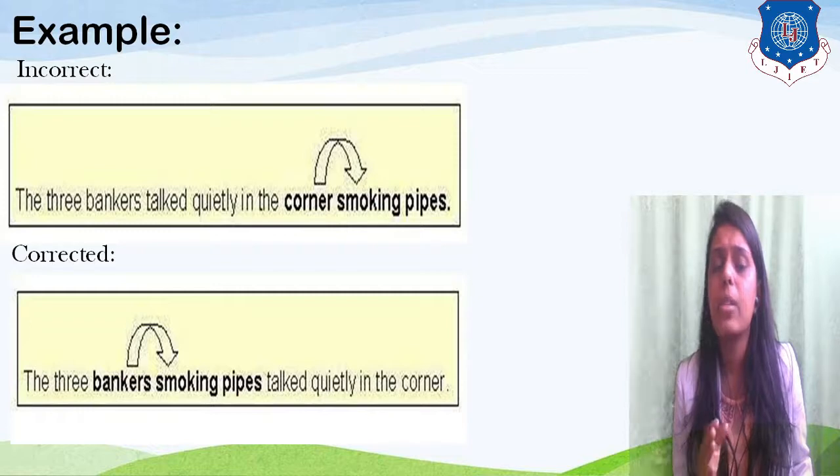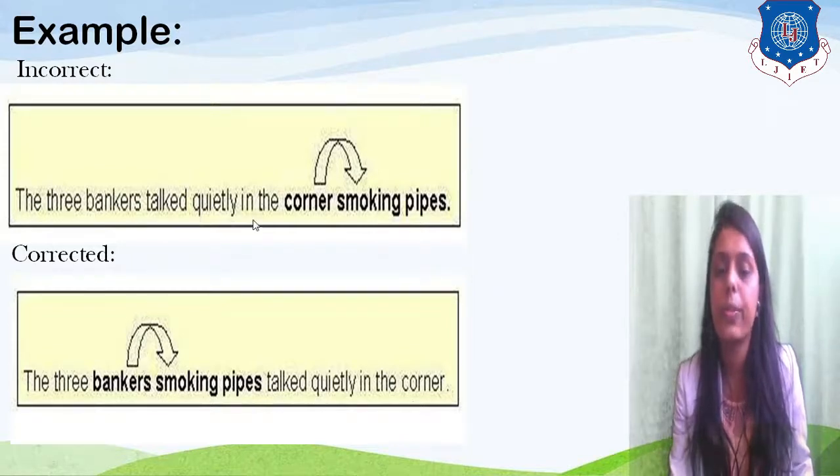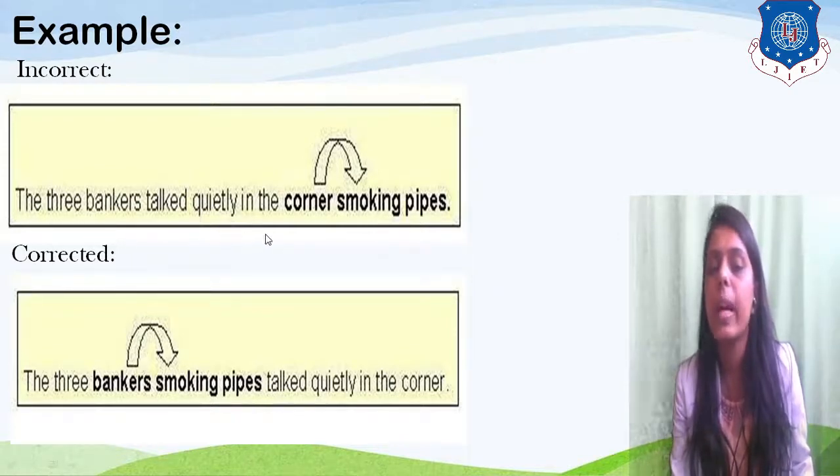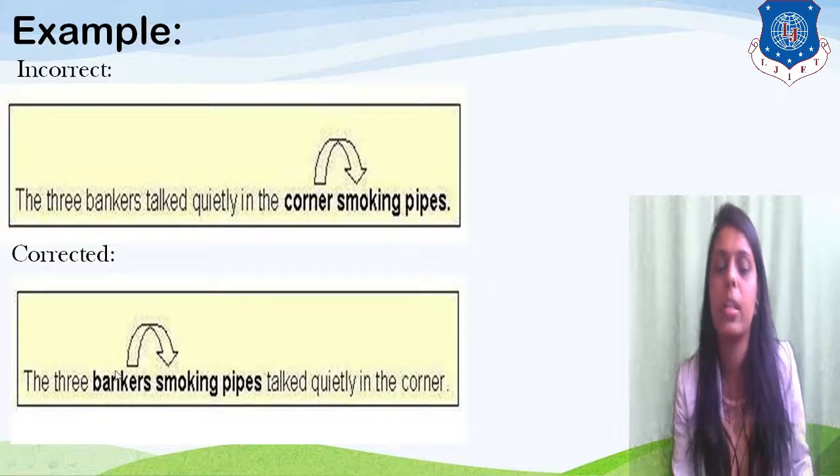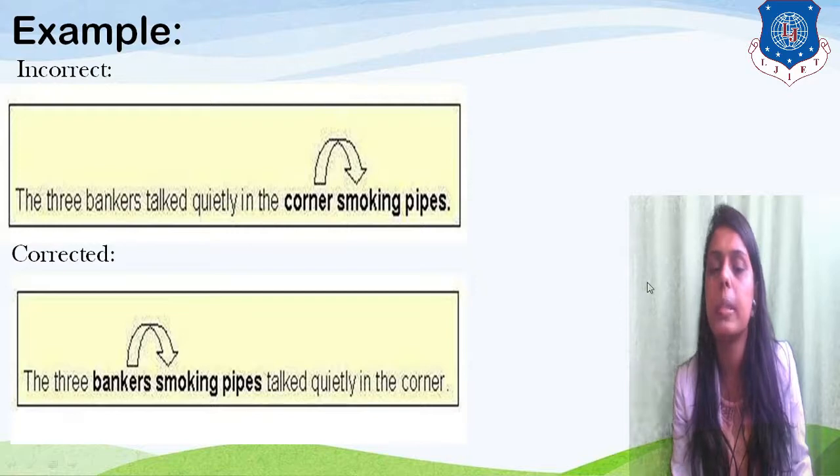The three bankers talked quietly in the corner smoking pipes. The three bankers smoking pipes talked quietly in the corner. So this is different. The three bankers talked quietly in the corner smoking pipes is completely wrong. The correct one is: the three bankers smoking pipes talked quietly in the corner. So this is the correct phrase, right? You should not misplace any phrases, right? It will change the meaning completely.